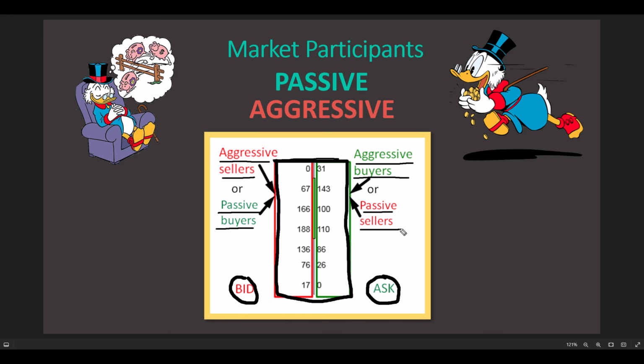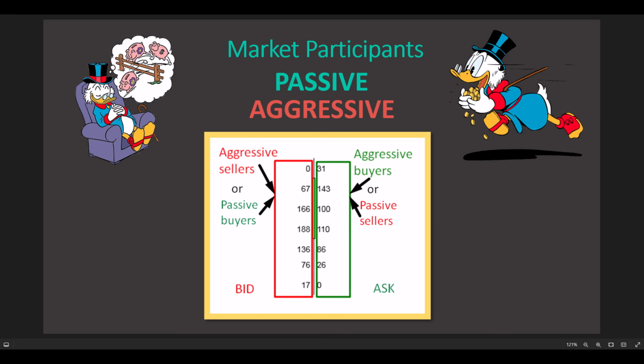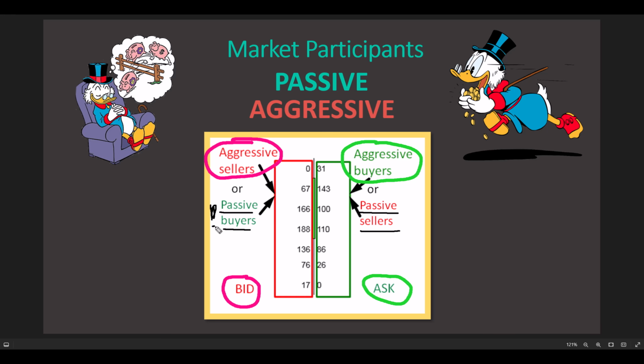Alright, so this is how it actually is. Many people don't know that. Many people are confused about this, and they think that the bid side only shows aggressive sellers and the ask side only shows aggressive buyers. But there are also the limit orders, which we need to be careful about, because those could mess things up a bit.